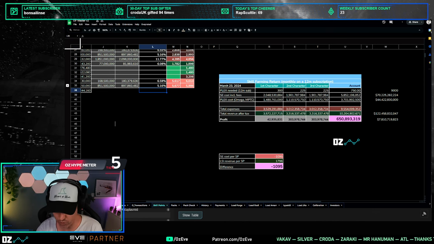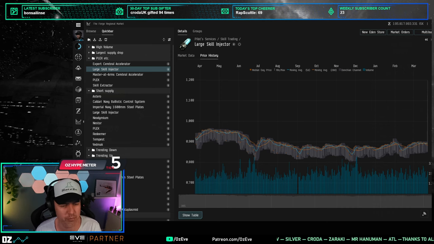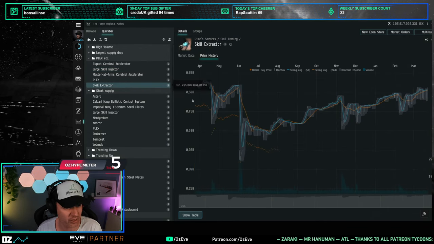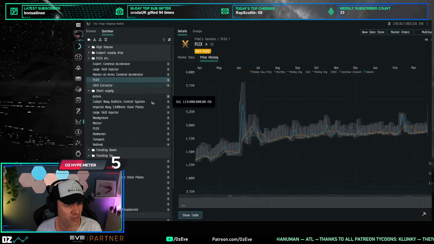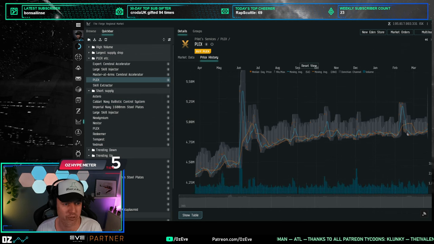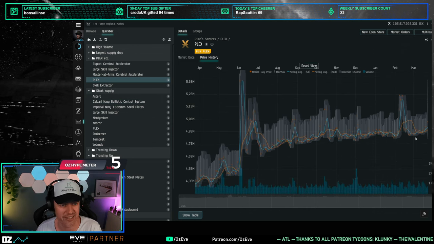What does that mean for your skill injector prices? Don't expect these prices to rise. The logical thing would be for skill injector prices to slowly go down. One reason they're not going down is because skill extractor prices are still rising. And so that's just an interesting thing to look at. Overall, certainly the upward pressure on Plex isn't helping either.